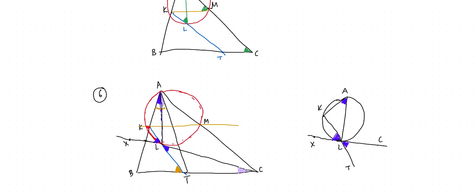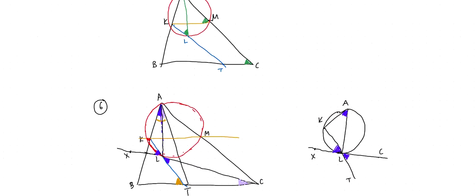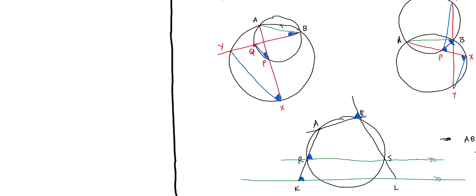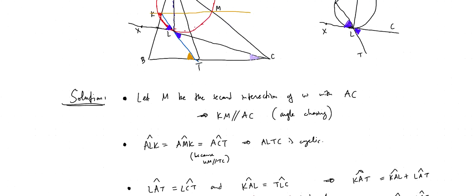That means KAT equals LAC. So after moving KAT to LAC, you can immediately move this angle to this orange angle from ALTC. This is also a way to do it. There are lots of ways.